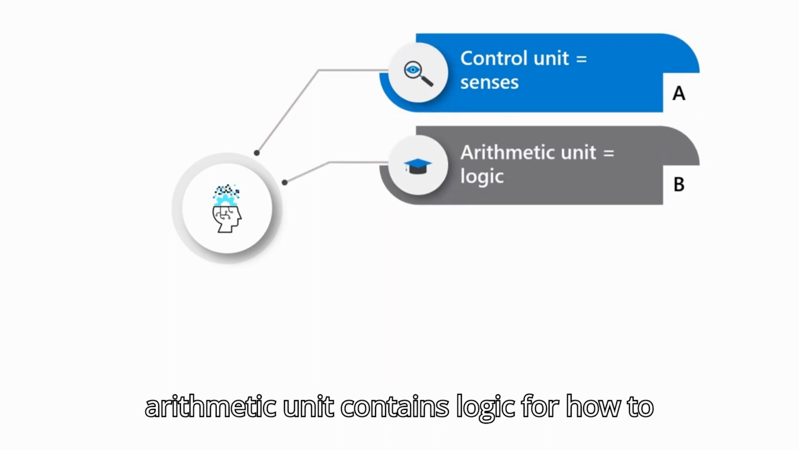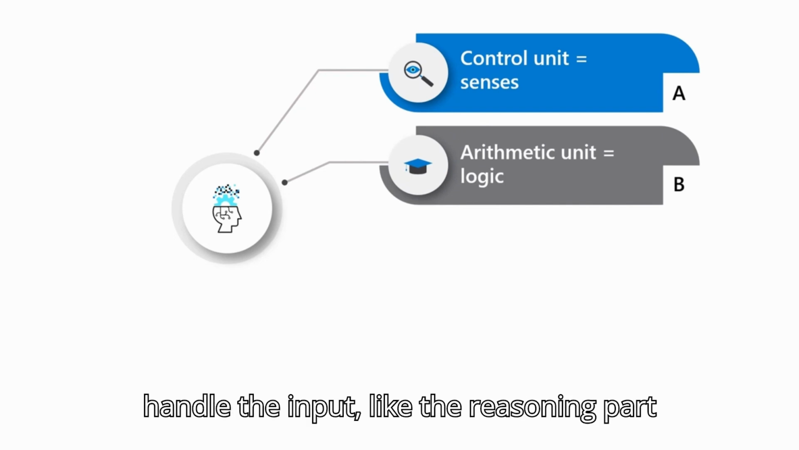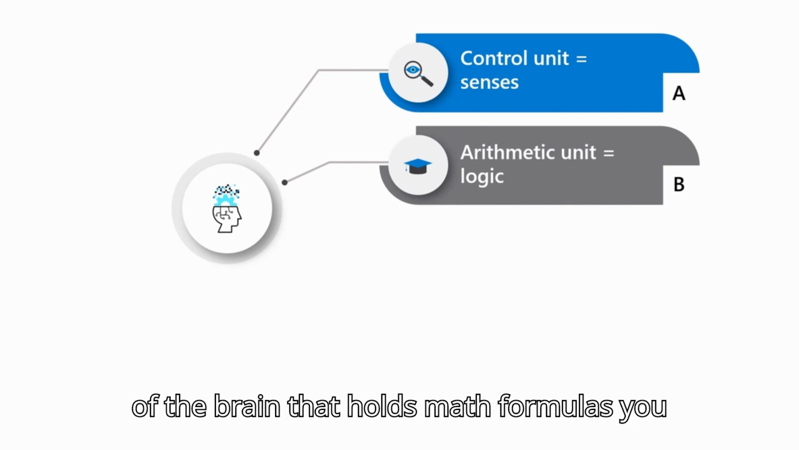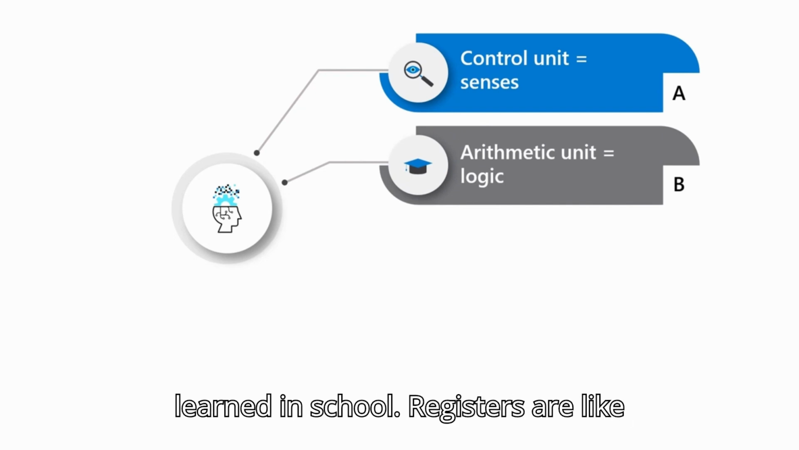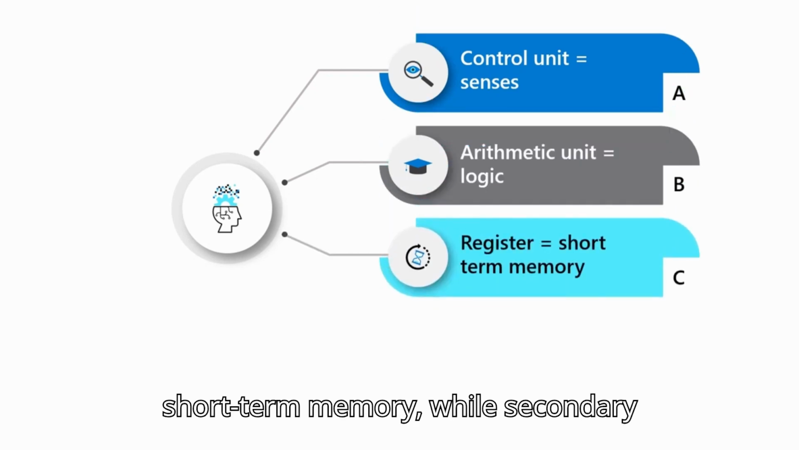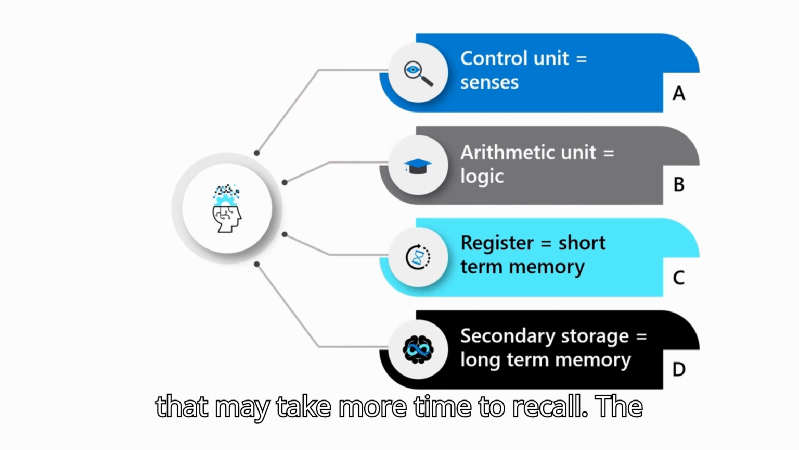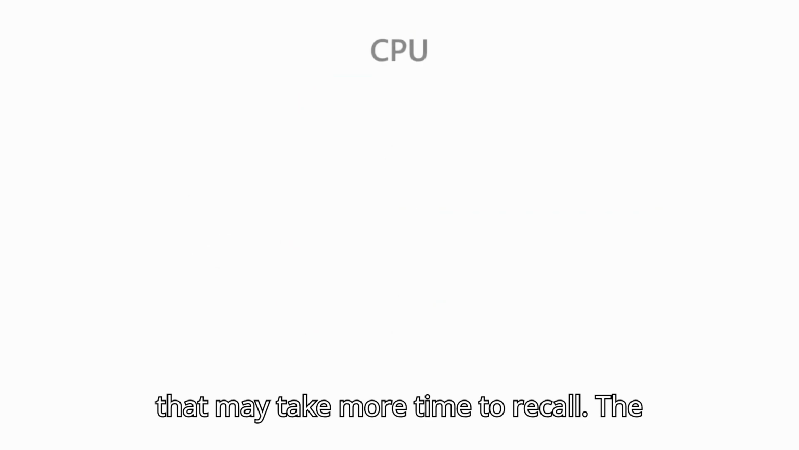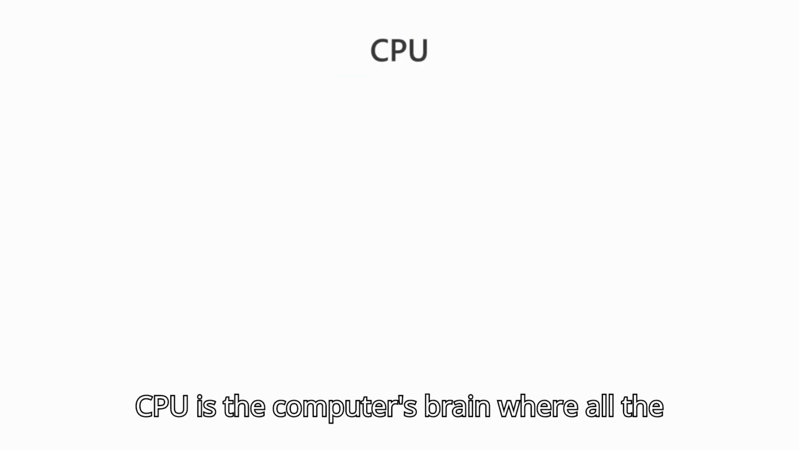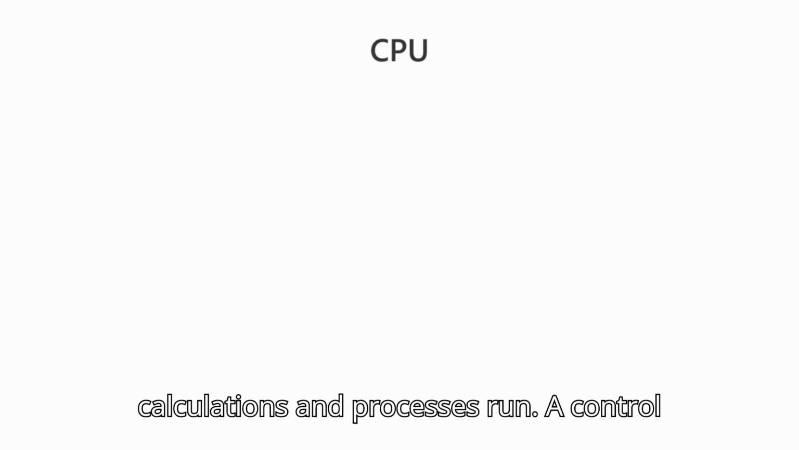The arithmetic unit contains logic for how to handle the input, like the reasoning part of the brain that holds math formulas you learned in school. Registers are like short-term memory, while secondary storage is closer to long-term memory that may take more time to recall. The CPU is the computer's brain, where all the calculations and processes run.